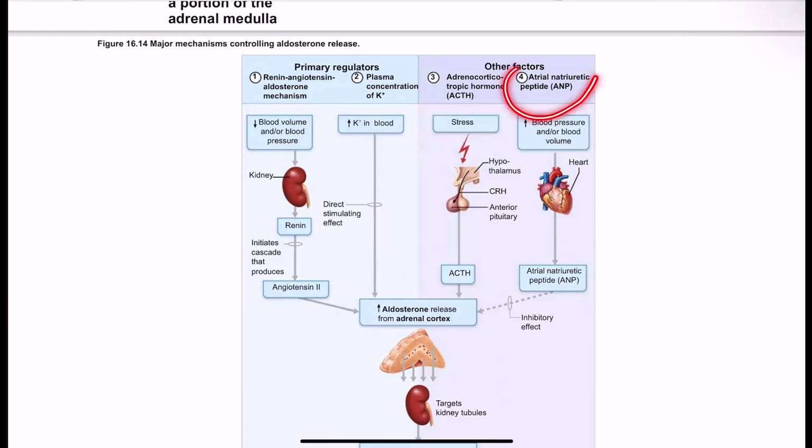Lastly is ANP, atrial natriuretic peptide. ANP. And what happens here is that if blood pressure is too high or blood volume is too high, this actually inhibits aldosterone release, which means that there's going to be more sodium and more water lost in the urine and leaving the blood, and then it decreases blood volume and blood pressure, which is what we want.